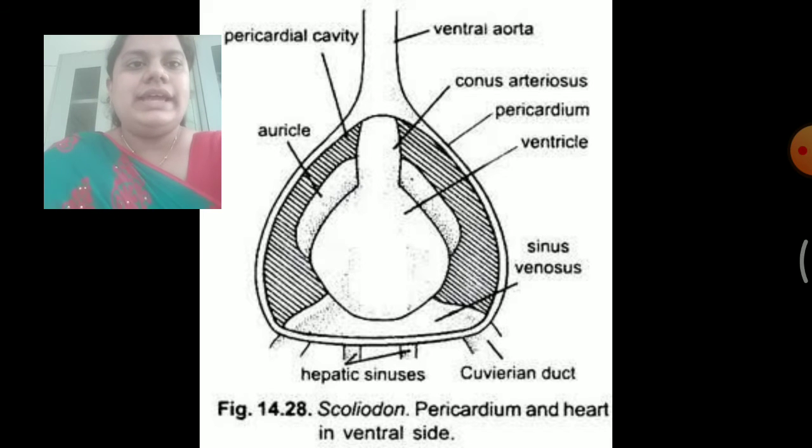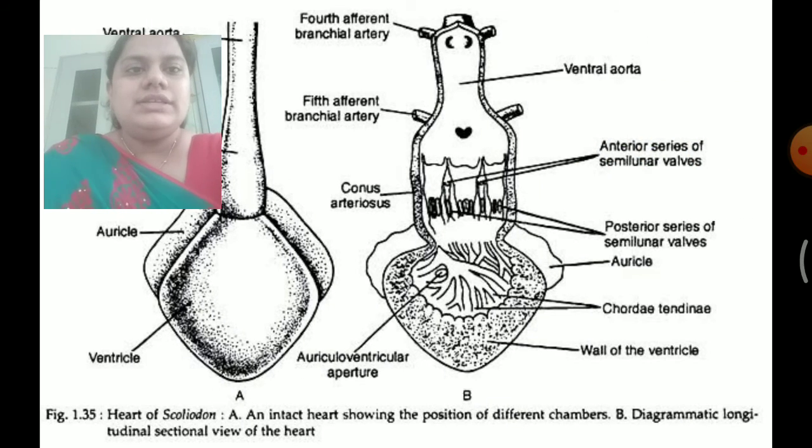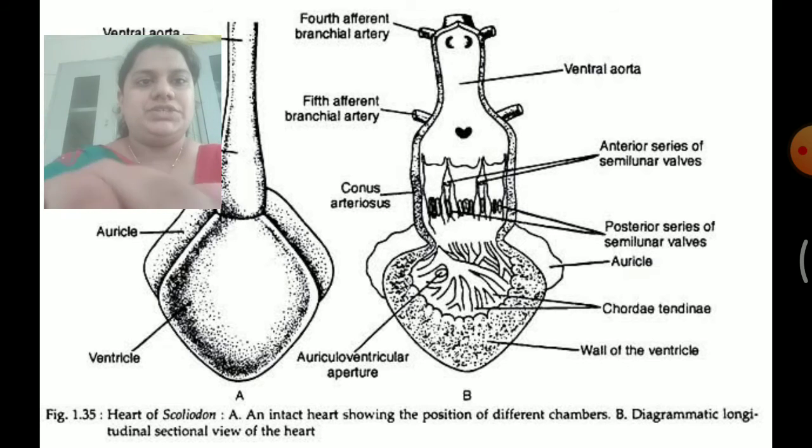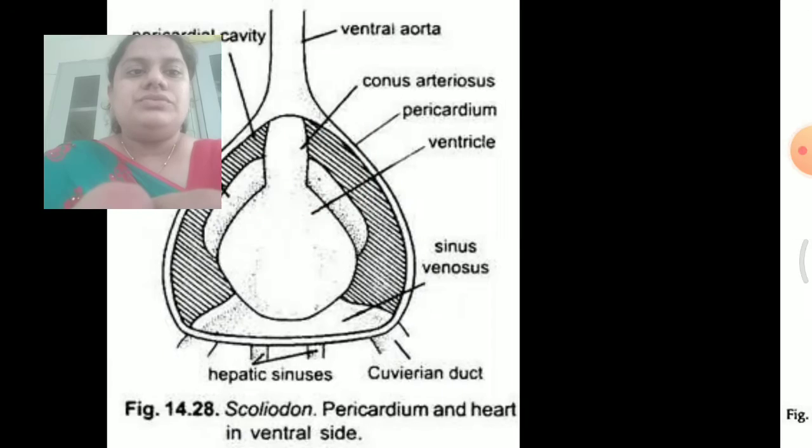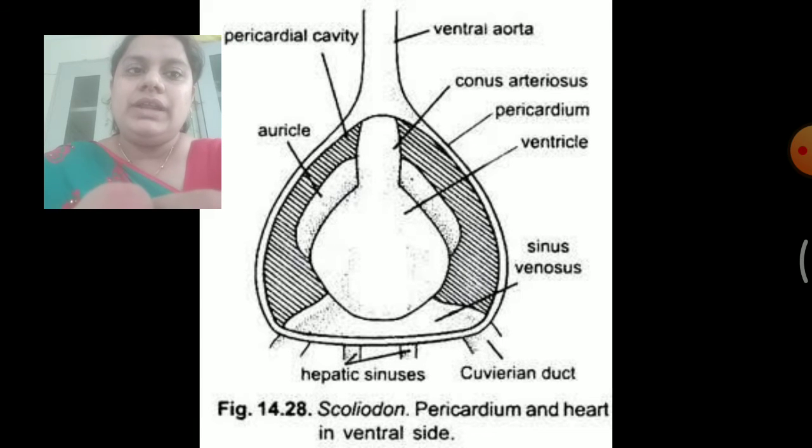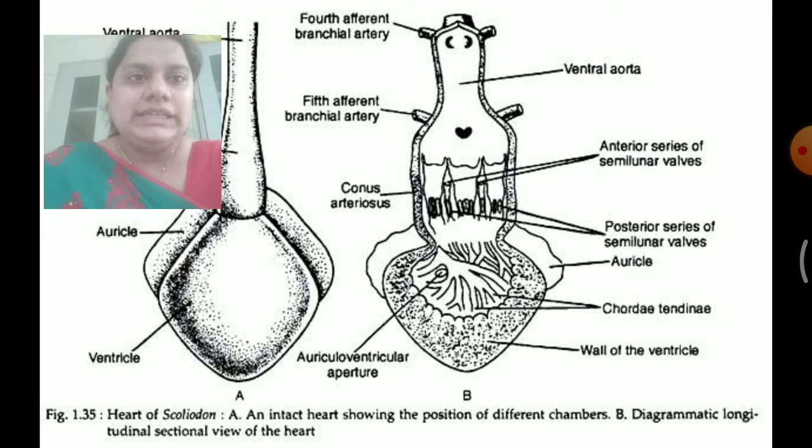This is the external view, and here is the longitudinal section of the heart of a fish. From the Cuvierian ducts and hepatic sinus, the blood enters the sinus venosus. Due to the contraction of the heart, as we know the heart is a rhythmic muscular structure which shows alternate contraction and relaxation, by the contraction of the sinus venosus the blood enters the auricle, and from the auricle it enters the ventricle. Later it continues as the ventral aorta.